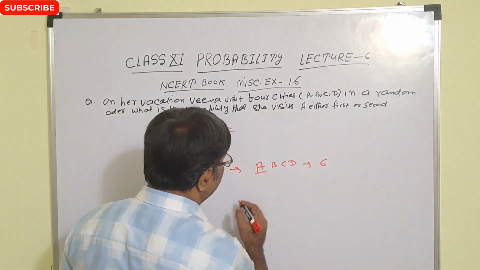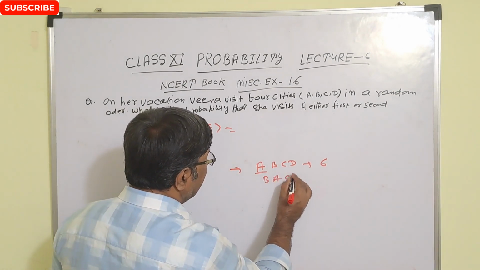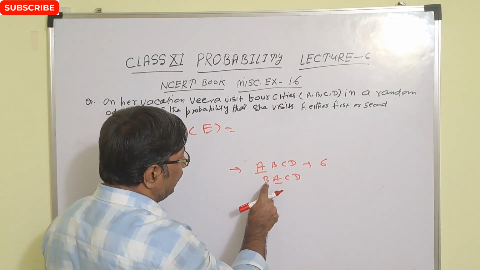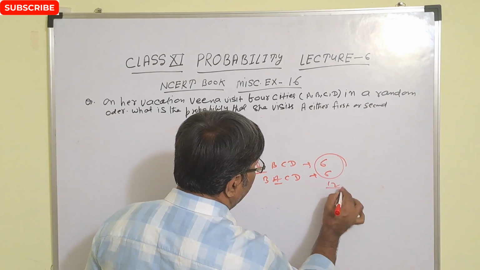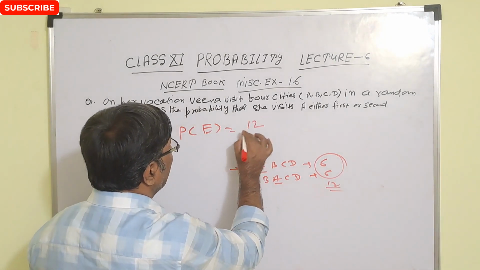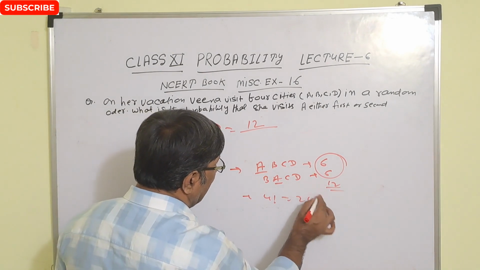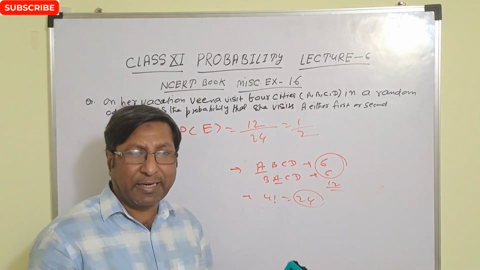So total 6. In the same way, suppose this is B, A, C, D. This A is fixed in the second place. So again 3 choices, 2 choices, 1, so 6. So the total is 12. So favorable outcome is 12, and total outcome is 4 factorial, that is 24. So 12 by 24 is 1 by 2, the correct answer.